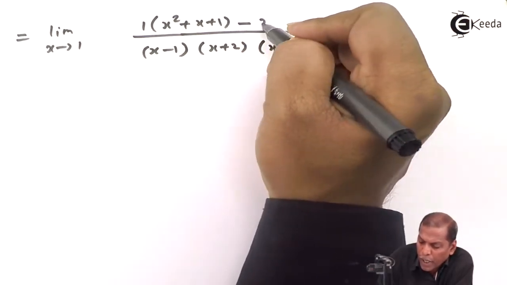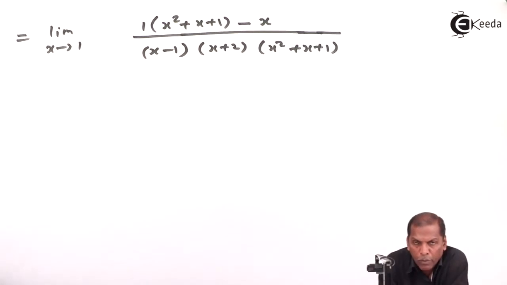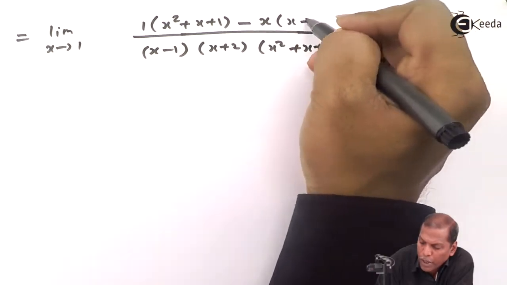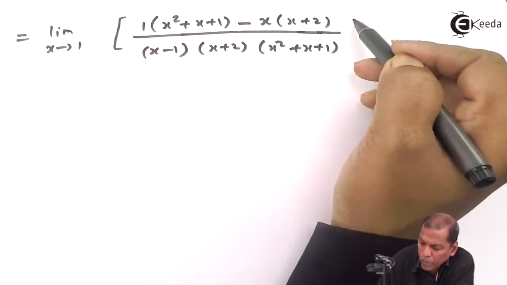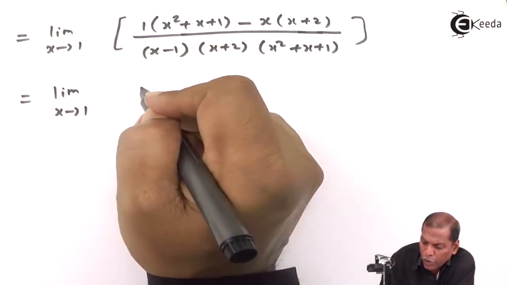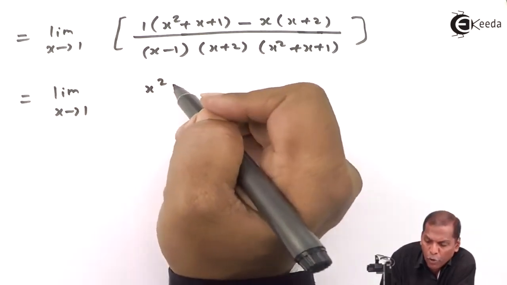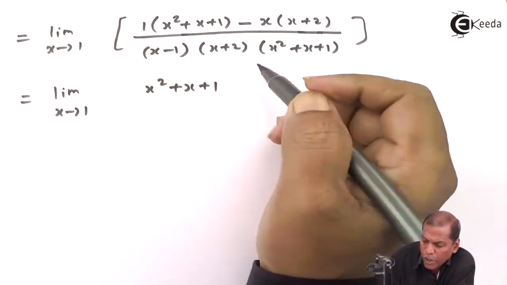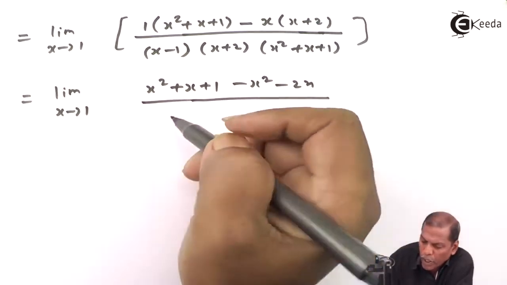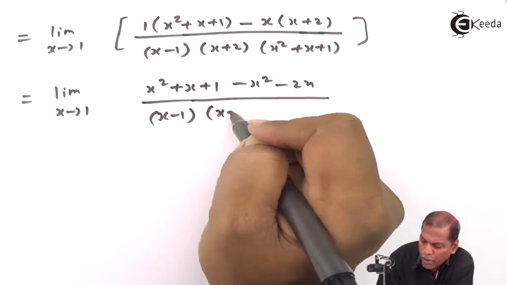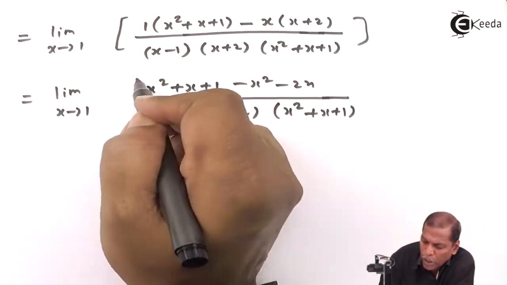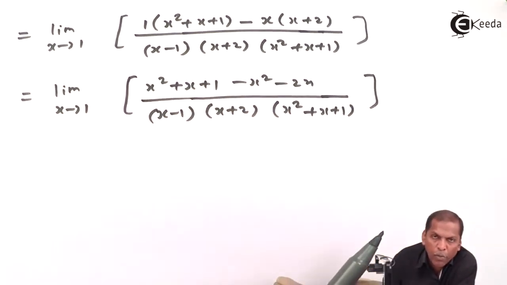Then we write the minus sign and then x. For the second term, the missing term is x plus 2, so we have x into x plus 2. The next step is limit x tends to 1. If you open the brackets in the numerator, we have x square plus x plus 1, then minus x square minus 2x, and the whole thing divided by x minus 1, x plus 2, and x square plus x plus 1. All terms in the denominator we write as they are.